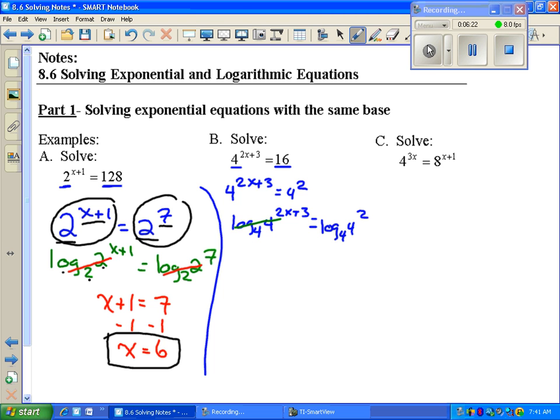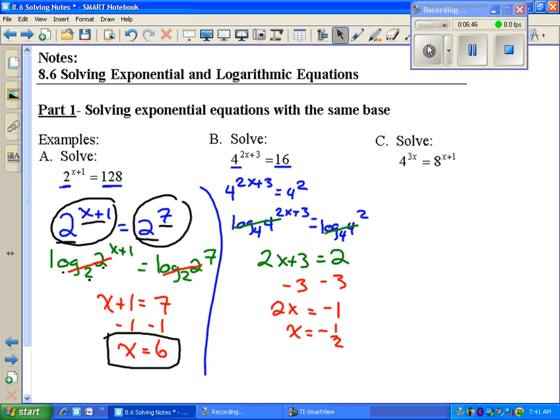My logs and my exponents cancel. I get 2x plus 3 is equal to 2. Solve for x. Subtract 3 from both sides. 2x is equal to negative 1. Divide by 2. X is equal to negative 1 half.